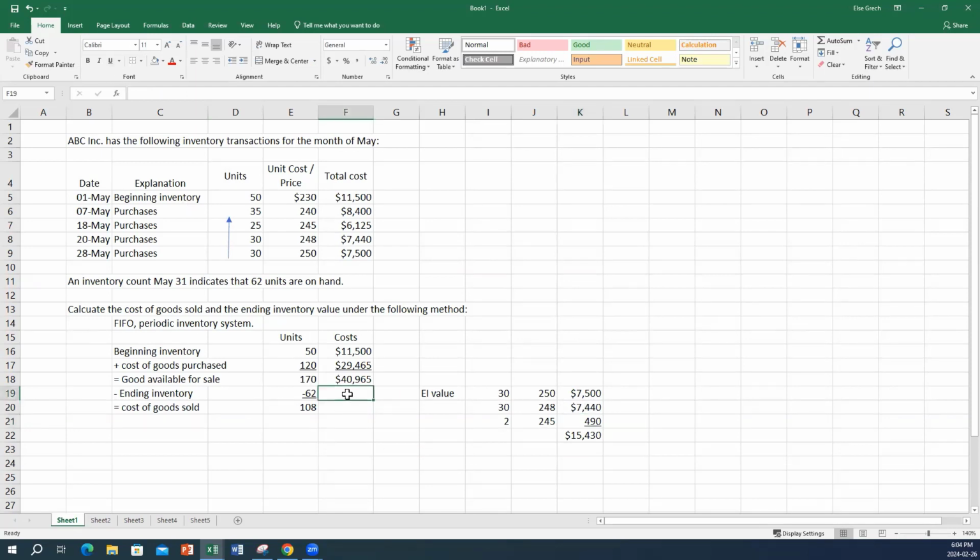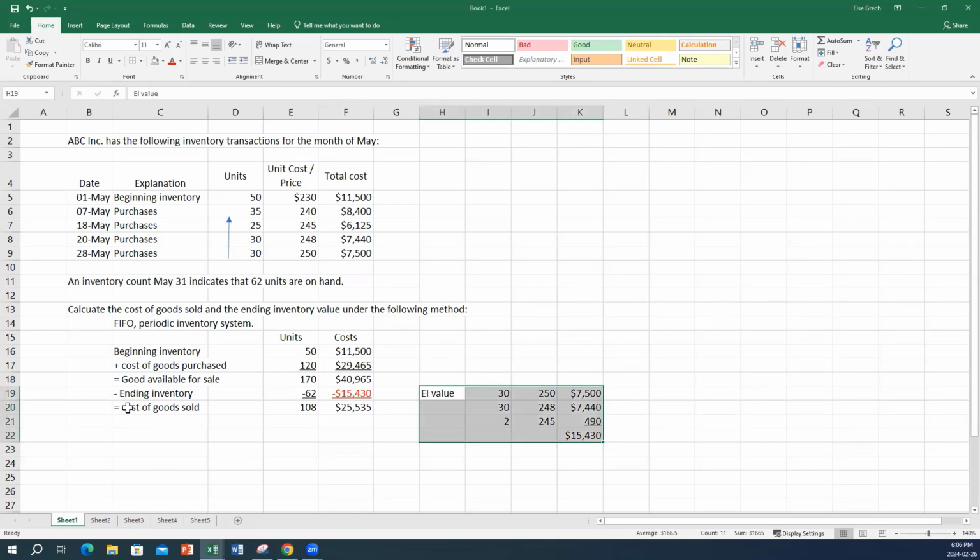So I can now take that and put it into my formula. It tells me, if I do the math here, exactly how much the cost of goods sold is. The cost of goods sold is $25,535. Remember, once we determine the cost of the ending inventory, the cost of goods sold is calculated by simply subtracting the ending inventory from the available for sale.